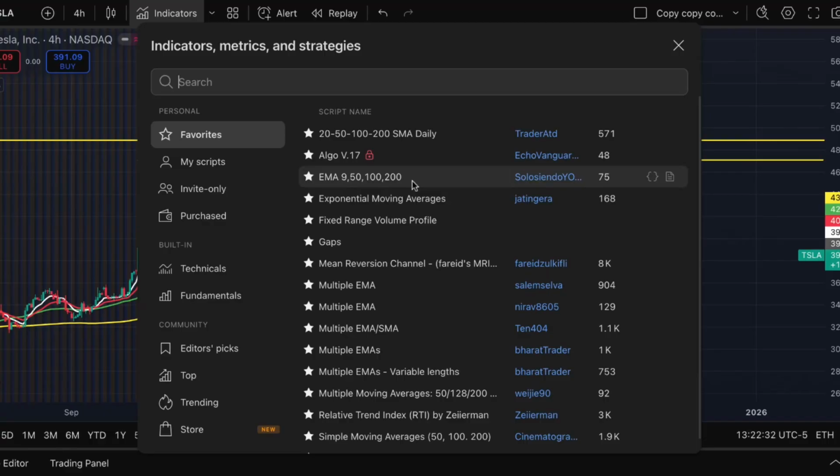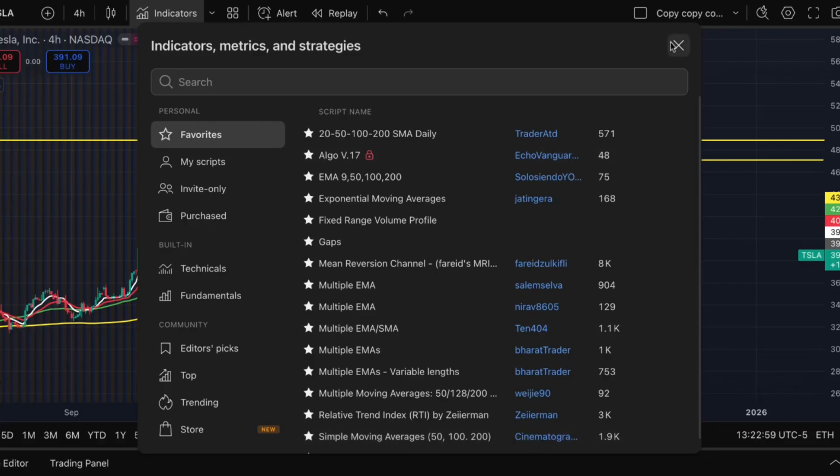This is the one that I'm using for the EMAs. So it's by this person here. If you just type in EMA 9, 50, 100, 200, it'll be by this person. And then the SMAs that I'm using, you just type in this right here, simple moving average 50, 100, 200, and it's by this person right here.